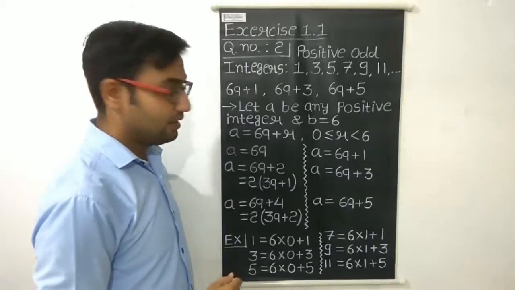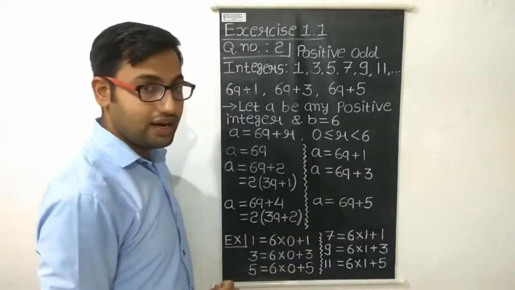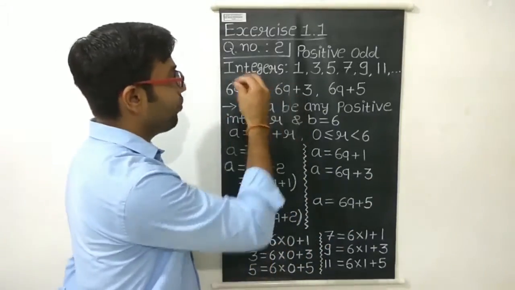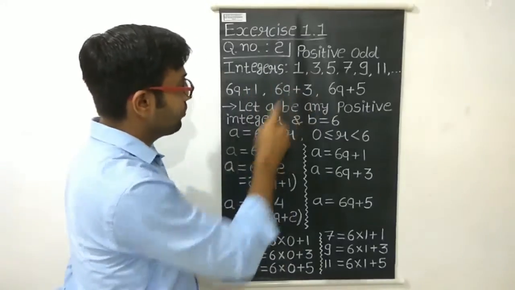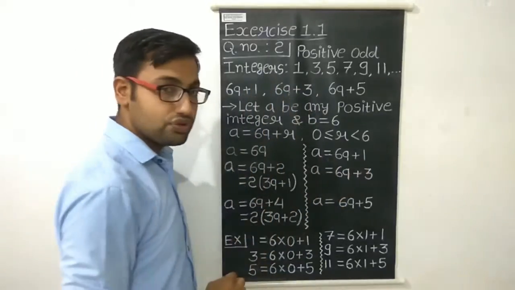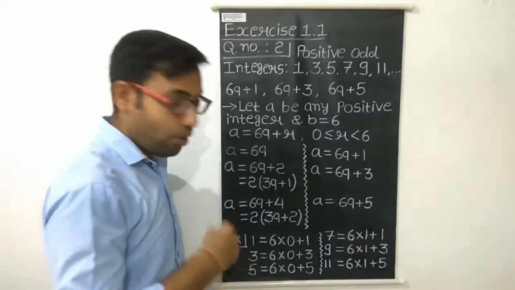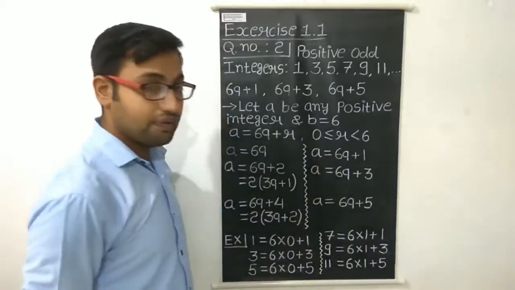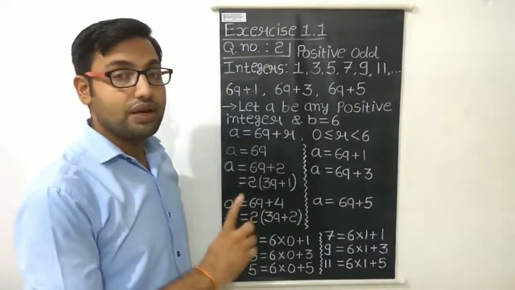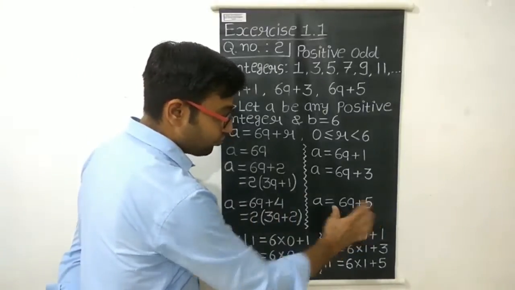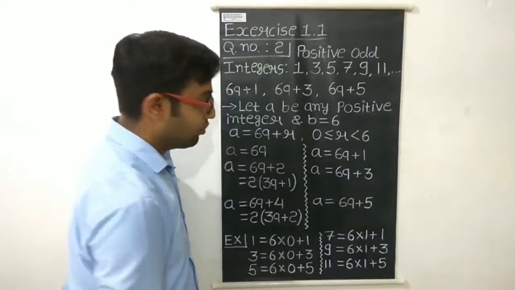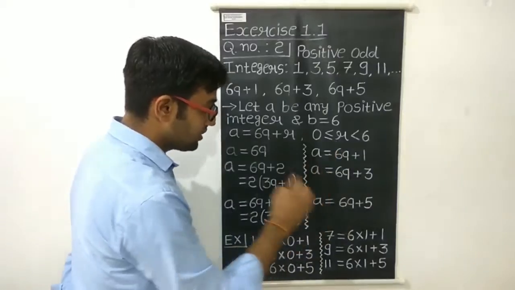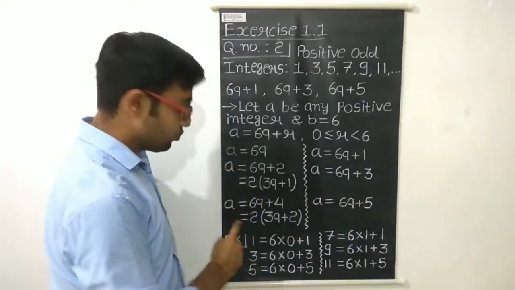Now these 3 possibilities remain, right? So now we can say that these 3 possibilities of a represent positive odd integers. So any positive odd integer is either in the form of 6q plus 1 or in the form of 6q plus 3 or in the form of 6q plus 5. And notice that out of these 3 numbers, no number is divisible by 2, because here we cannot take 2 as a common factor, here also we cannot take 2 as a common factor, and here also we cannot take 2 as a common factor. So 2 is not a common factor for all these 3 possibilities, while for these 3 possibilities, 2 is a common factor.